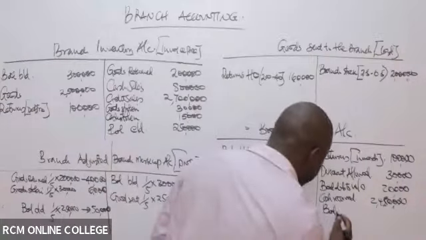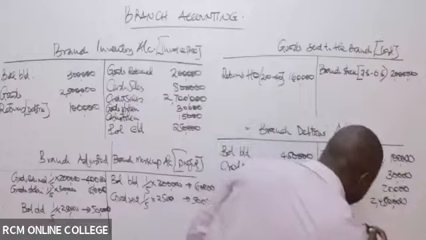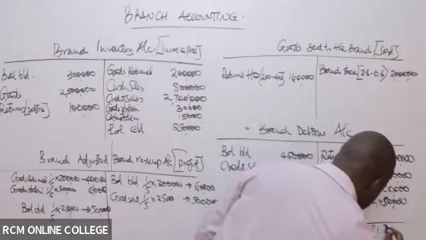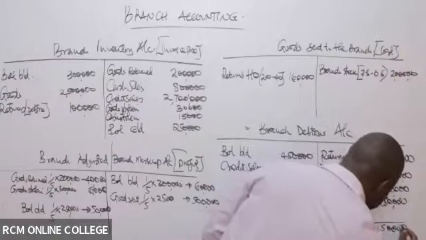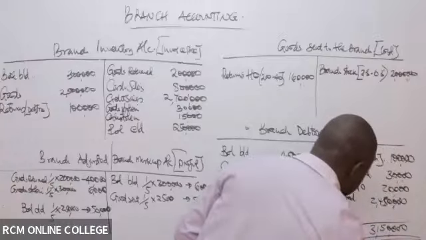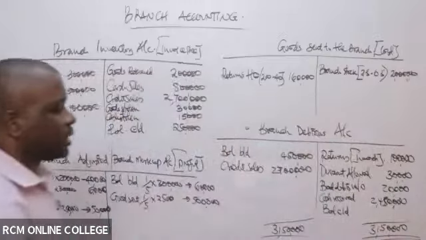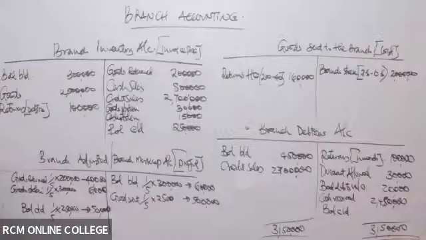So the balance carried down. What is the balance carried down? If that is 3,150,000, what is the balance carried down? You can give us the figure. So what is the balance?